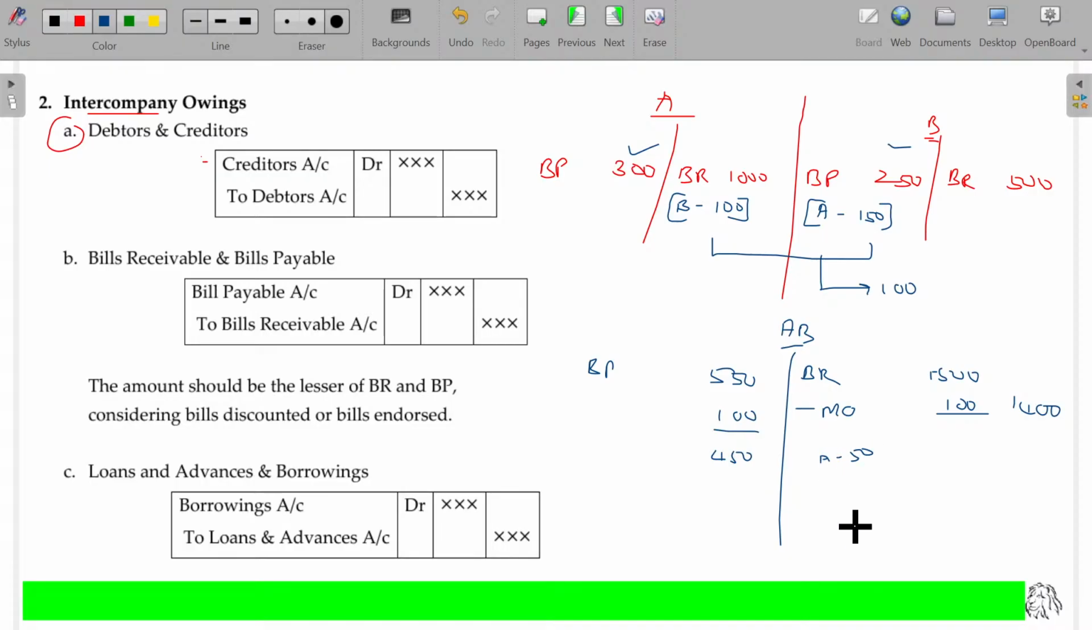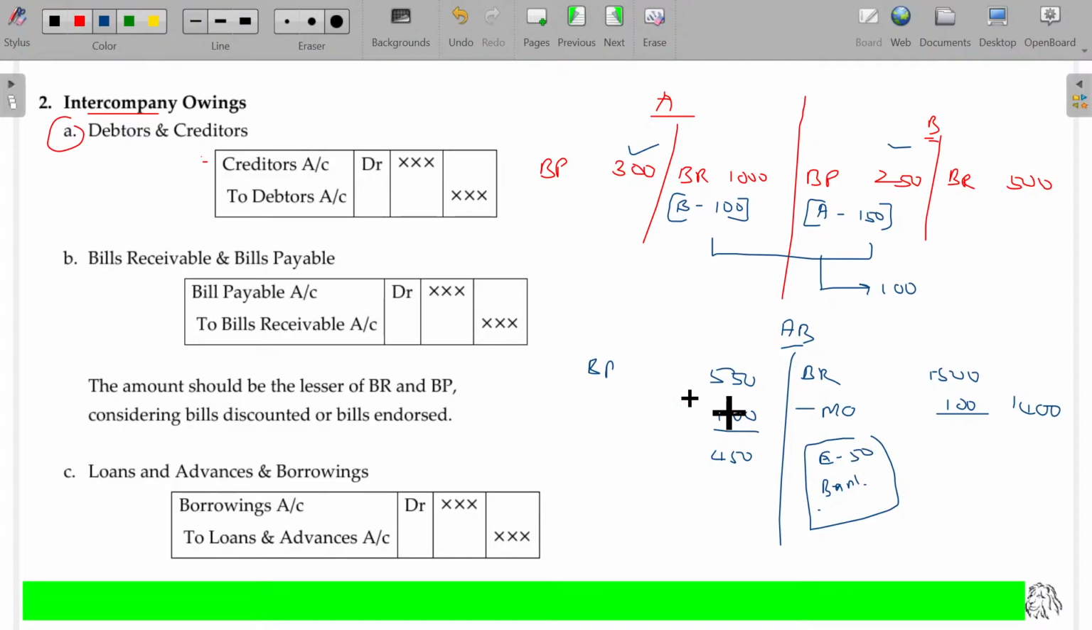B says it is payable to A, but A says that the bill is given to C. Now, after the merger, this 50 becomes the amount payable to C or the amount payable to the banker. So, it is not a mutual owing. This value becomes a third party owing on merger. Clear? That small point you have to understand in case of BR and BP cancellation.